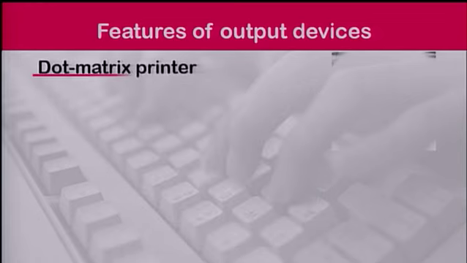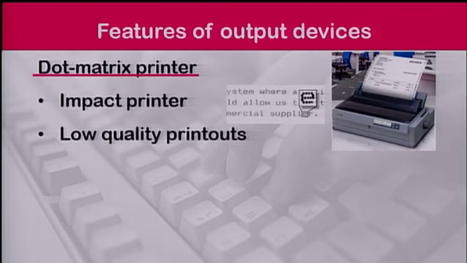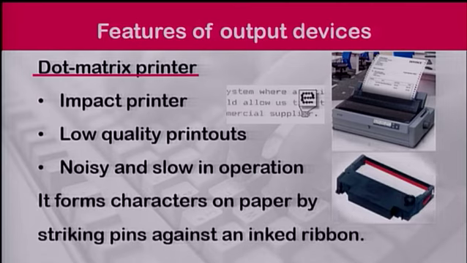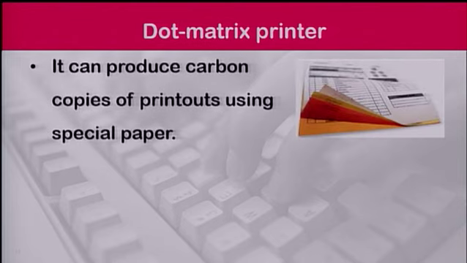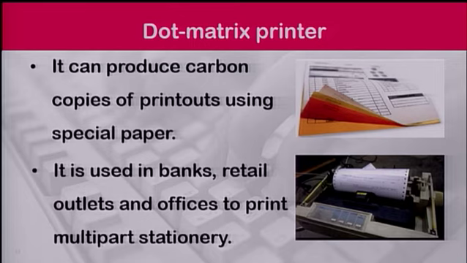One type of printer is the dot matrix printer. It is an impact printer which produces low-quality printouts. Moreover, it is noisy and slow in operation. It forms characters on paper by striking pins against an inked ribbon. The dot matrix printer can produce carbon copies of printouts using special paper. It is used in banks, retail outlets, and offices to print multi-part stationery.